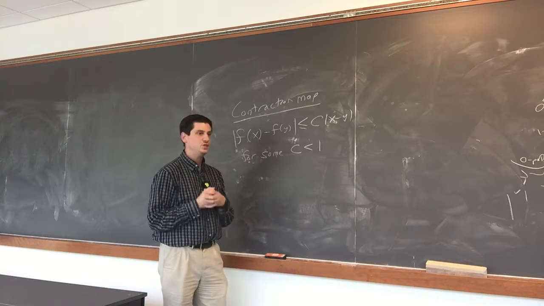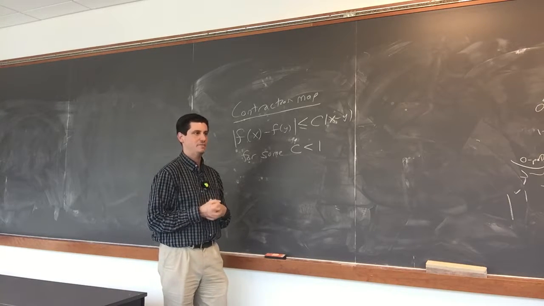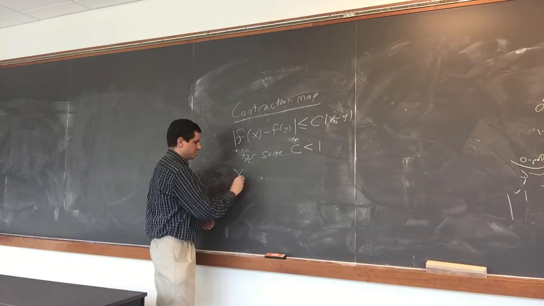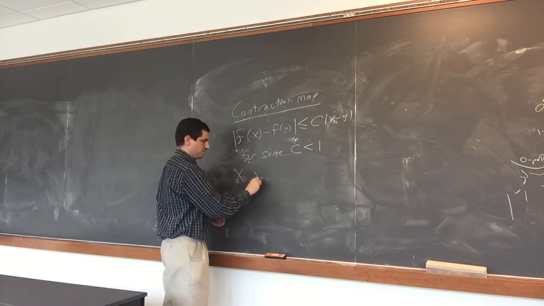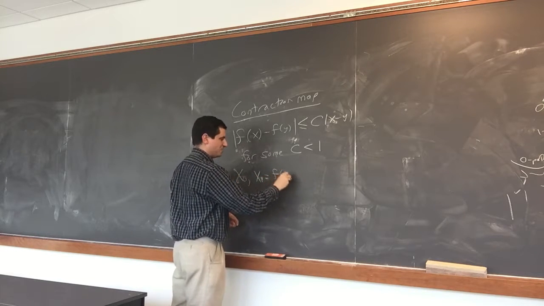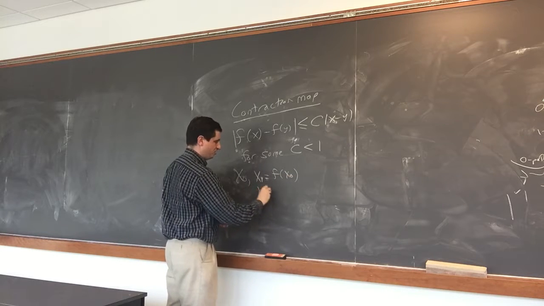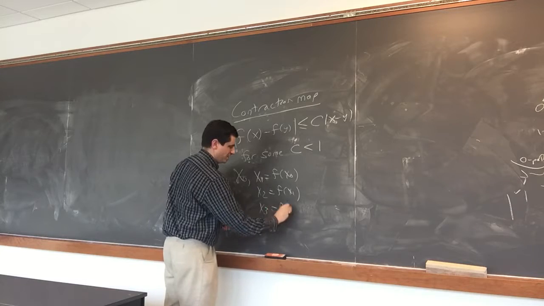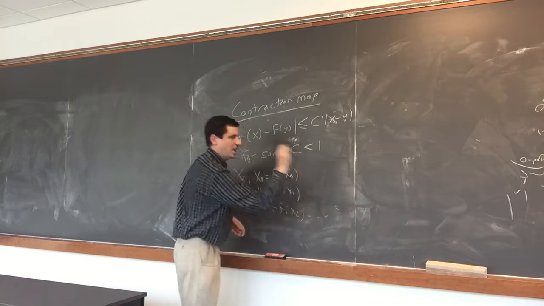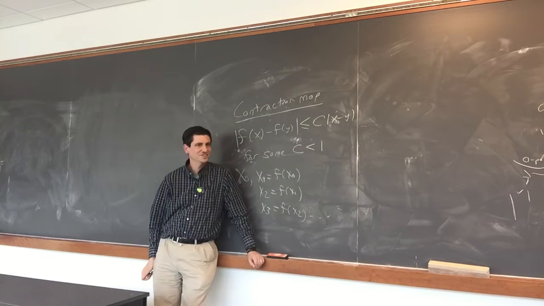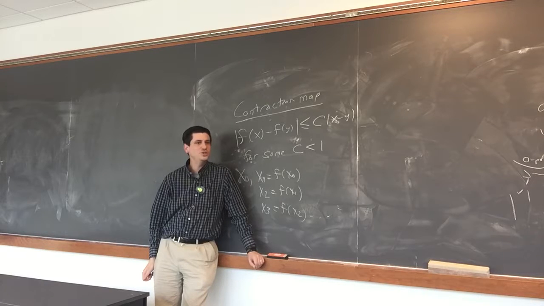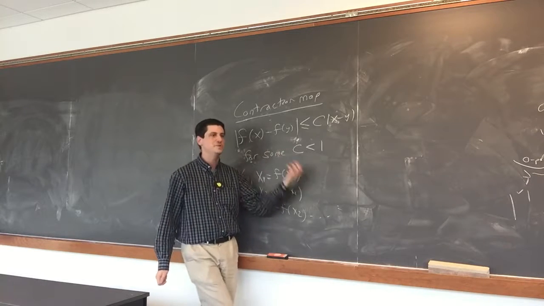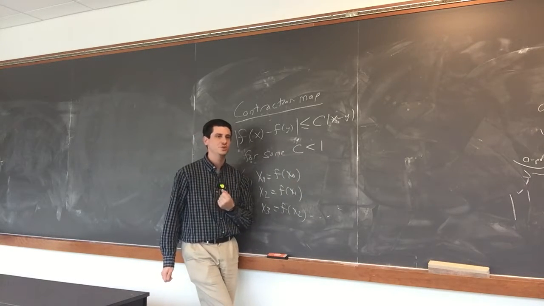And there's a really nice way to find a fixed point of the map f. Start with some point x naught. x1 is f of x naught. x2 is f of x1. x3 is f of x2. And just keep iterating. So no matter what point you start with, if you just keep iterating, you will get to the fixed point.